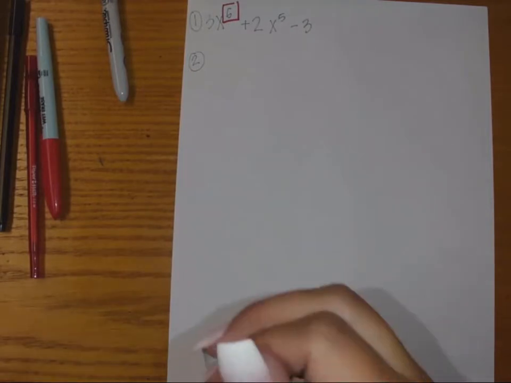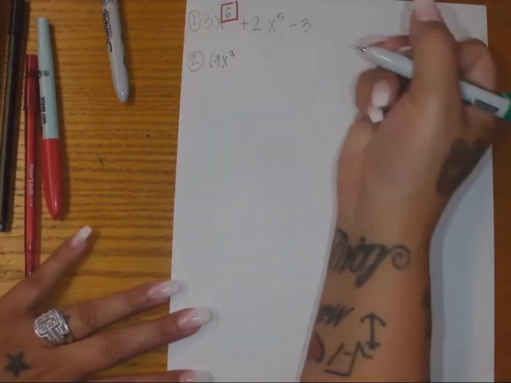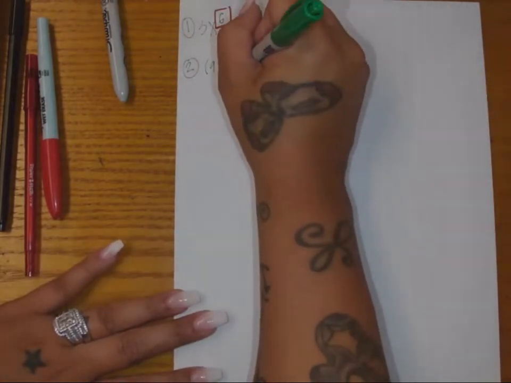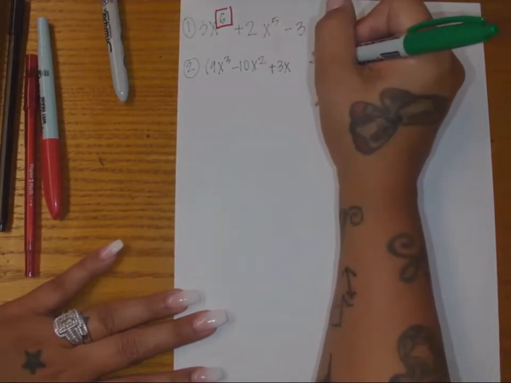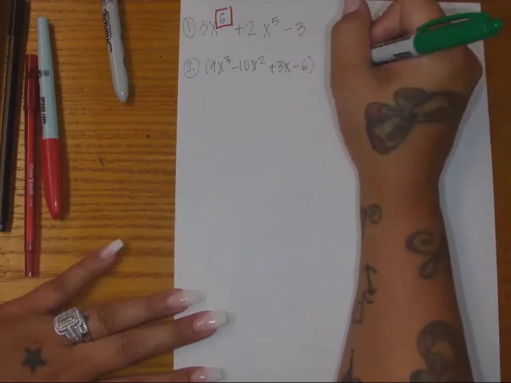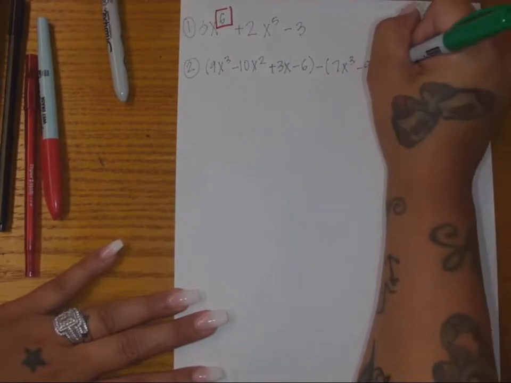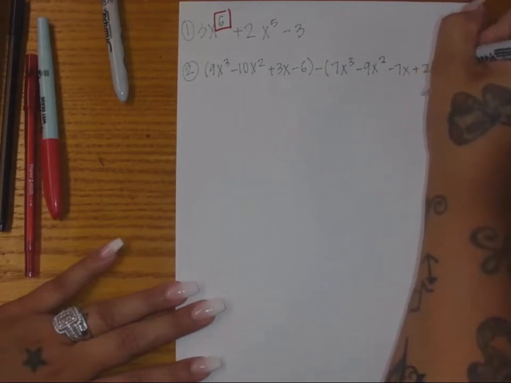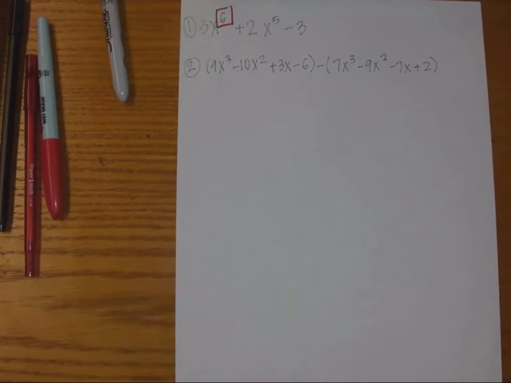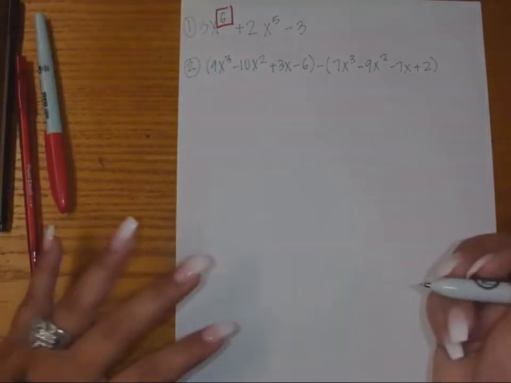It says to perform the indicated operation. What they have is, in parentheses, 9x cubed, minus 10x squared, plus 3x, minus 6. Then they have a negative sign, open parentheses, 7x cubed, minus 9x squared, minus 7x, plus 2. In between those parentheses, you see a negative sign. What this actually means is that we are going to distribute.